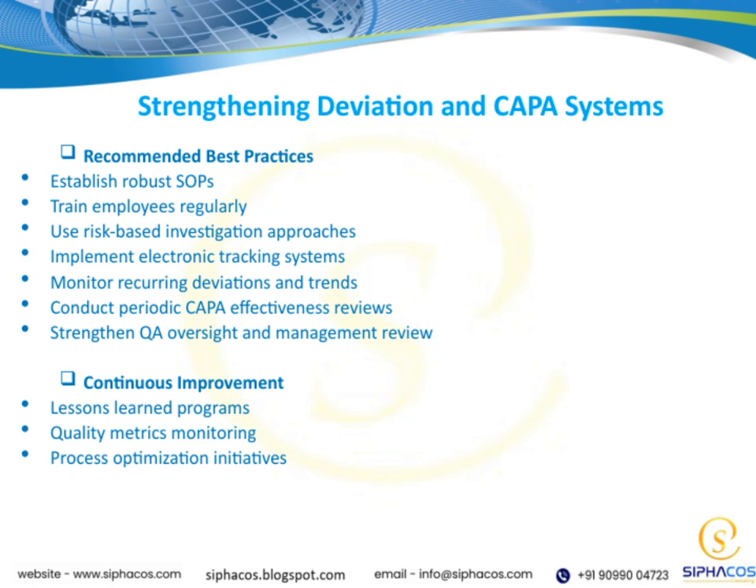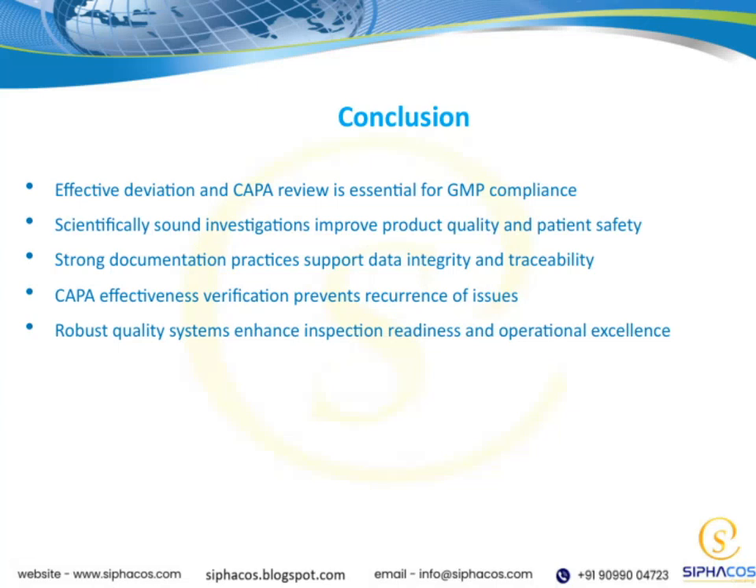Moving into continuous improvement, lessons learned programs are crucial. They help us capture insights from past issues to prevent future mistakes. Monitoring quality metrics allows us to track performance over time and identify areas for enhancement. And finally, process optimization initiatives enable us to refine our workflows, making them more efficient and resilient. All these elements tie back to our overall goal, creating a culture of continuous improvement that supports high quality and compliance throughout our organization.